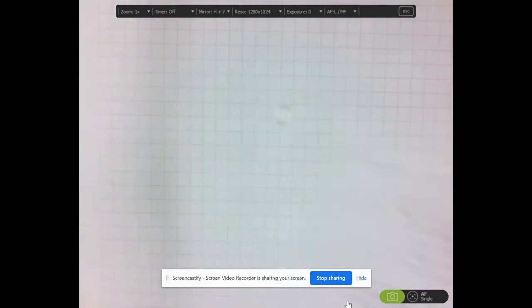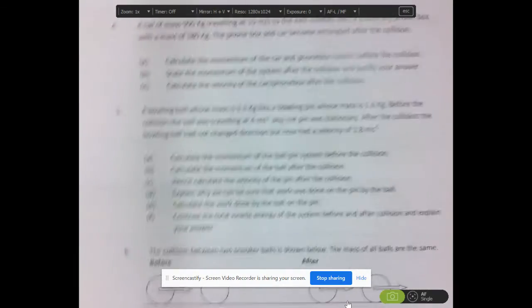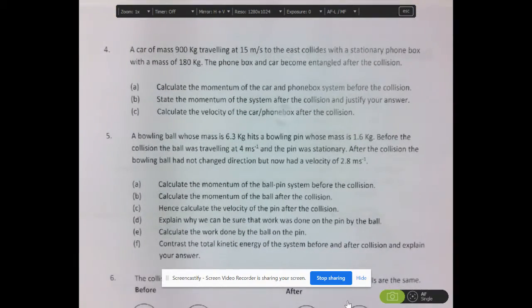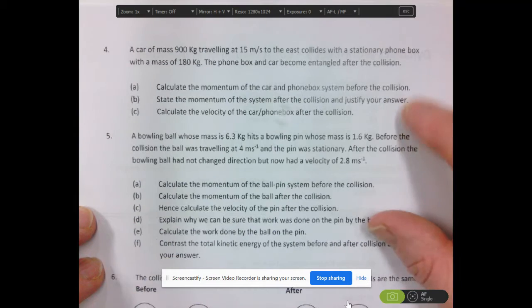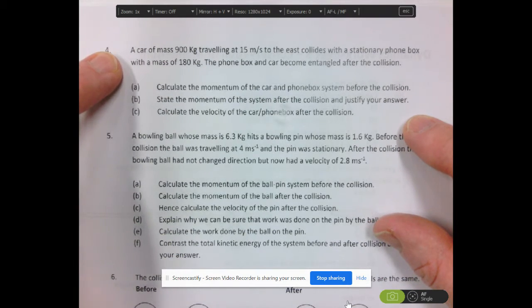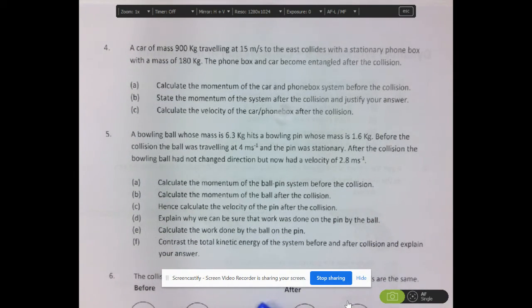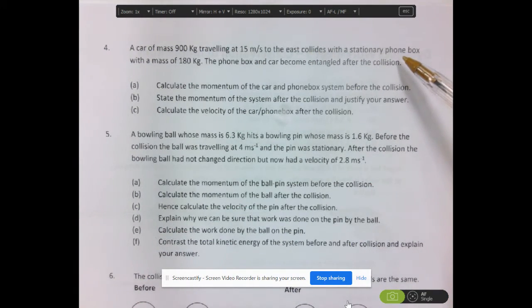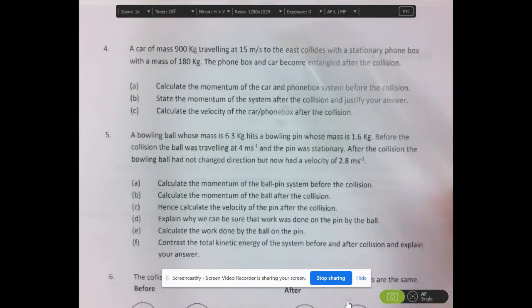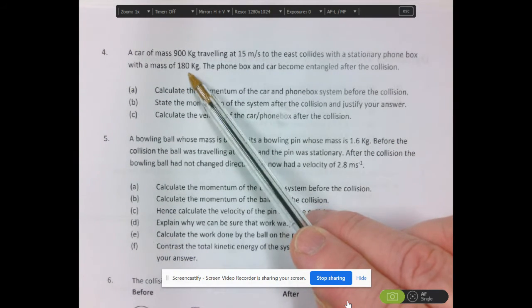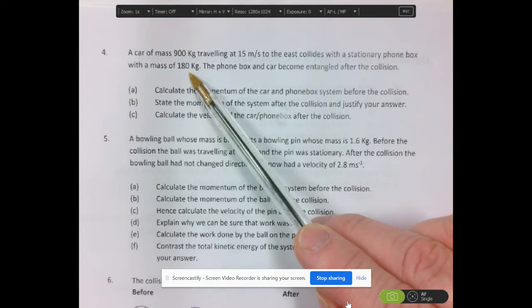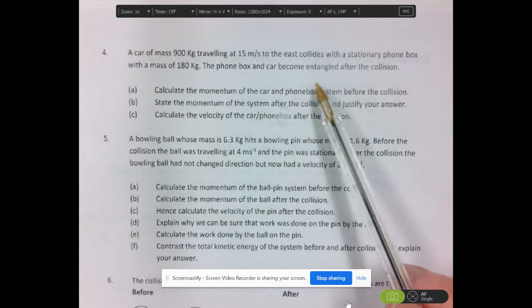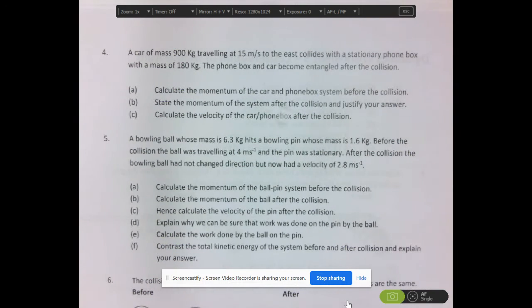Right, going to question 4 now. We're asked to calculate 3 things for this problem. A car of mass 900 kilograms is travelling 50 metres per second to the east, collides with a stationary phone box, a very light phone box. It only has 180 kilograms in it. And then, just like before, they have it entangled afterwards, after the collision.